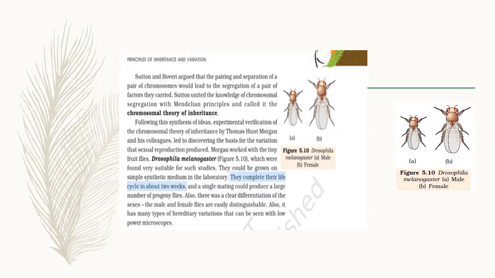Next, there is a clear differentiation between male and female Drosophila, easily distinguishable as the male Drosophila is small and the female is bigger. Also, many types of hereditary variation can be seen with a low power microscope. So this forms a very important question: why did T.H. Morgan choose Drosophila melanogaster?